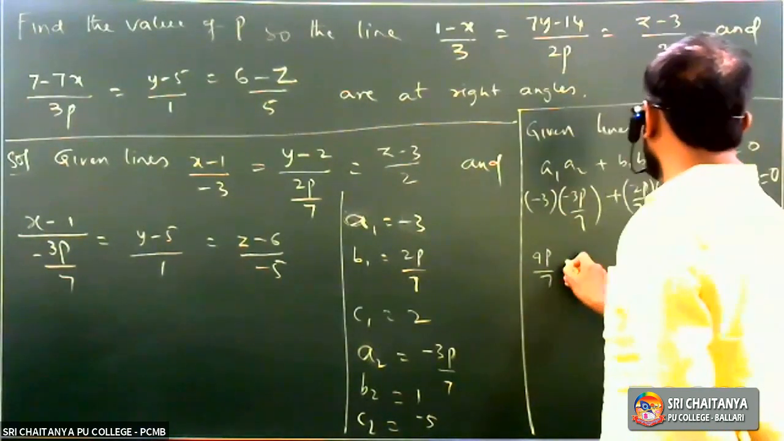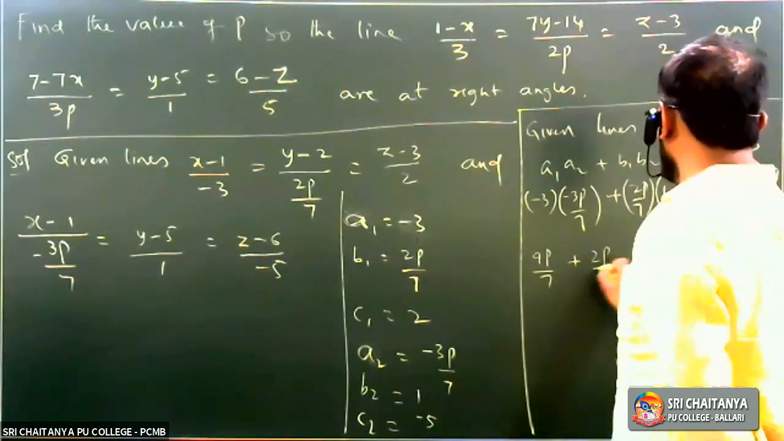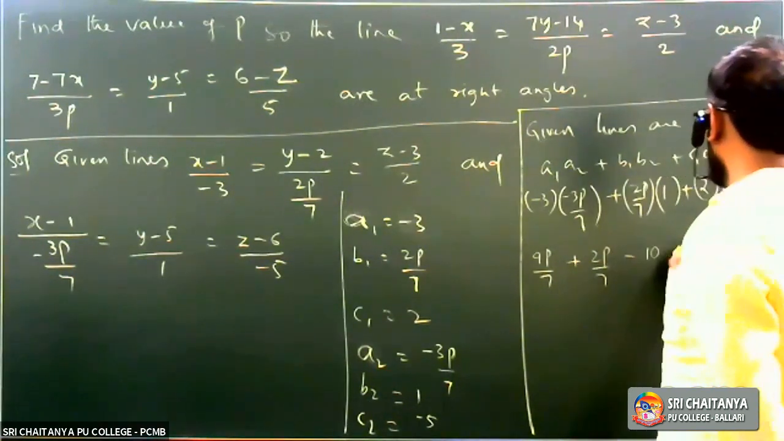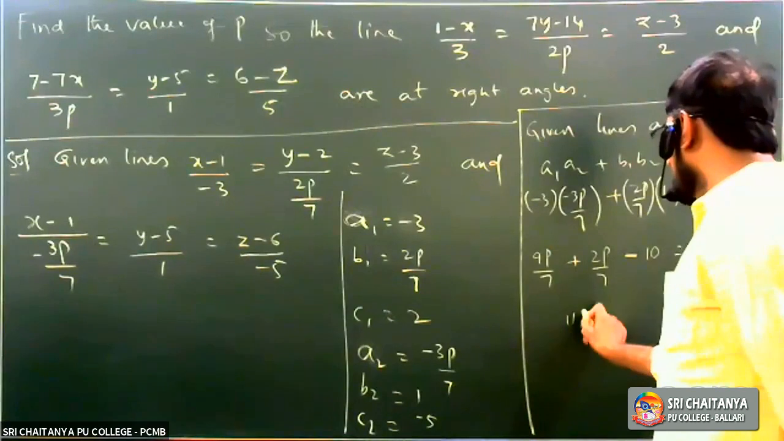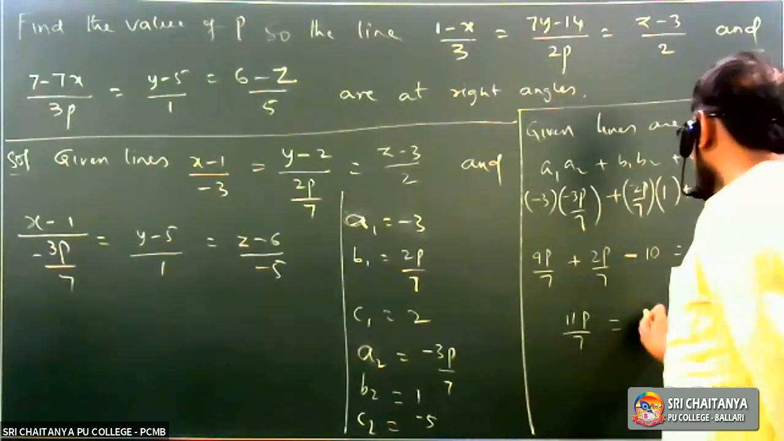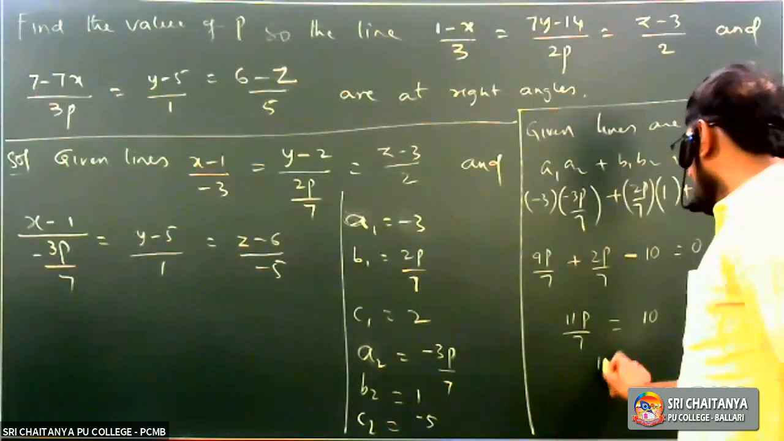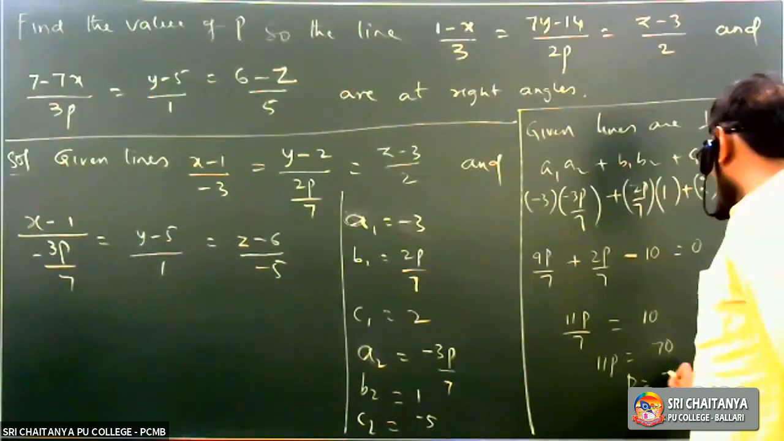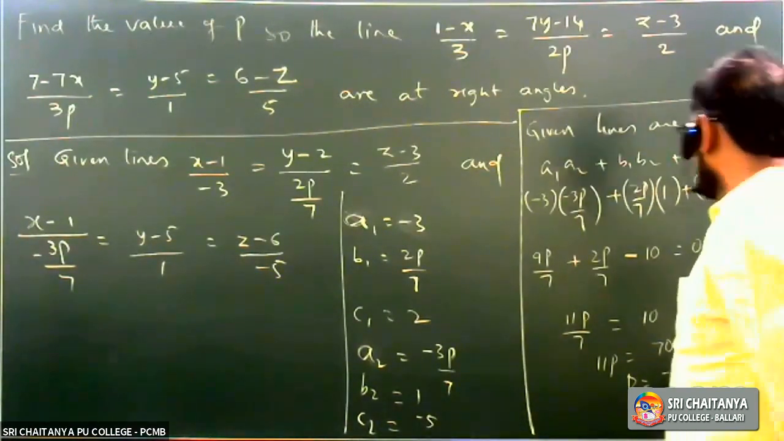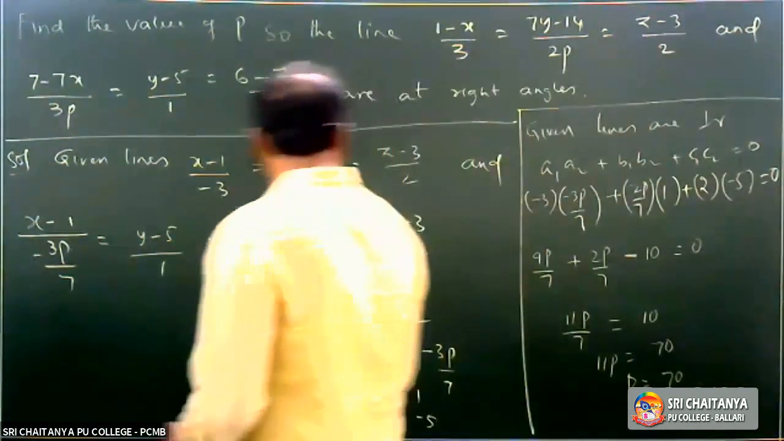Now you are going to get 9p by 7 plus 2p by 7 minus 10 is equals to 0. Now this becomes 11p by 7 is equals to 10, 11p is equals to 70, p is equal to 70 by 11. Copy this one.